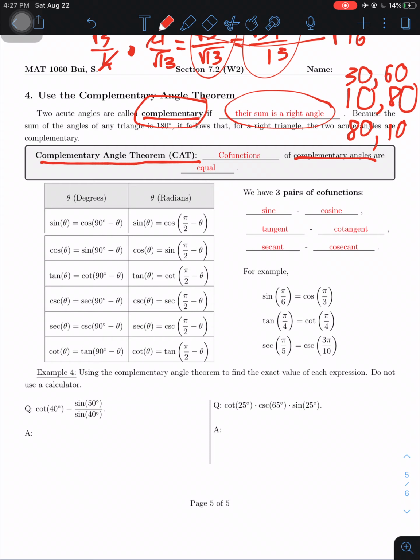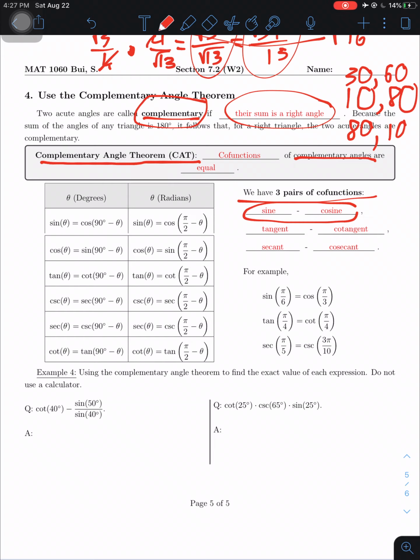But what does it mean by cofunction? Here, we have three pairs of cofunctions. Sine is a cofunction of cosine. Cosine is a cofunction of sine. Tangent is the cofunction of cotangent. And cotangent is the cofunction of tangent. Secant is a cofunction of cosecant. And cosecant is the cofunction of secant.